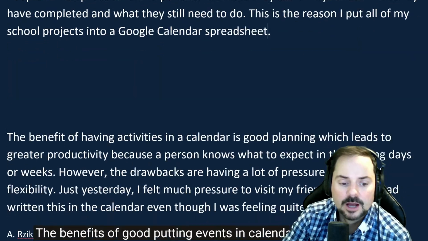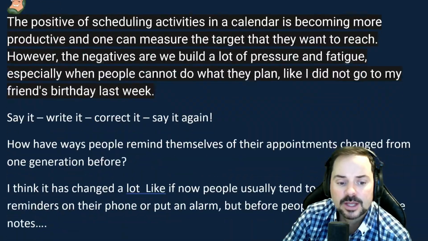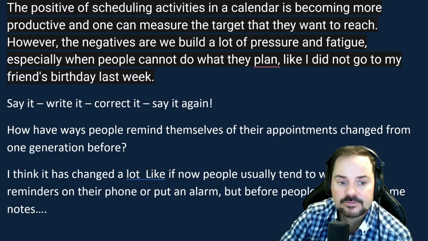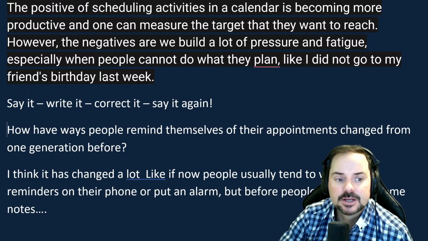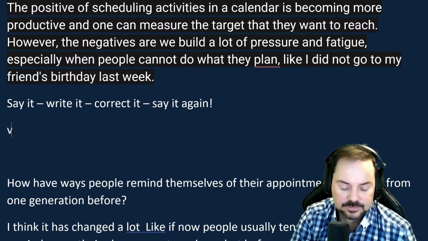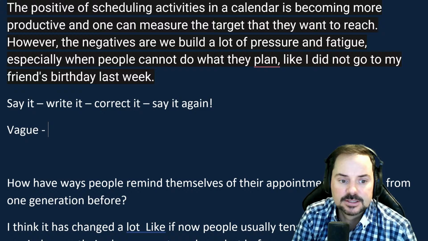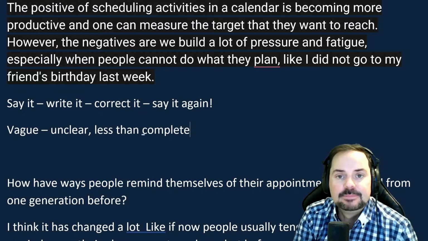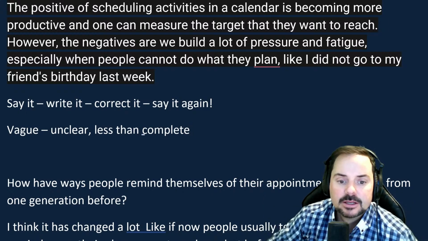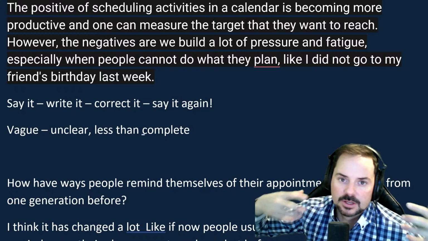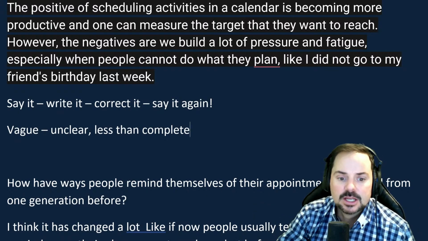Good. Okay. So the same idea for the following answers. They were a little bit vague. Do you know this word vague? V-A-G-U-E. No. Vague means a little bit less than complete. It means unclear, less than complete. And you want to find that happy medium, that happy level of answer in IELTS where it's not too much, you're not going off topic, but you're also giving clear answers, explanations, examples.